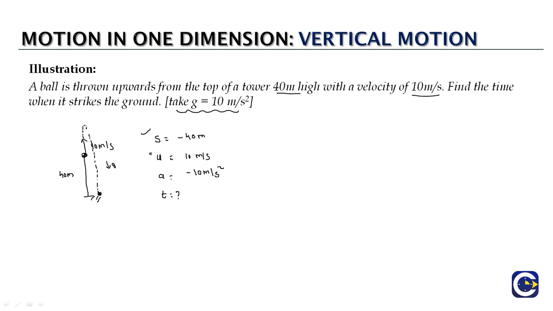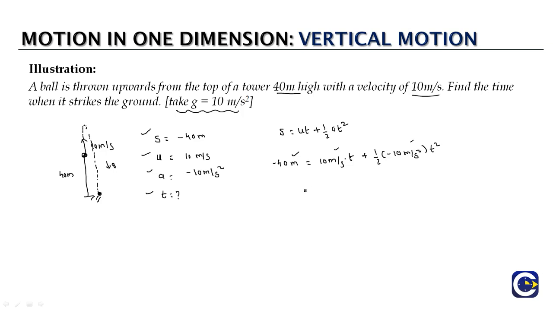So the variables here are s, u, a, t, and the equation that relates all the variables is s is equal to ut plus half at square. So s value is minus 40 meters is equal to u, which is 10 meters per second, into t, plus half into a, which is minus 10 meters per second square, into t square. Now since all the variables are in the SI unit, when we solve, the value of t will come in seconds. So for now we'll just omit the units so that we can do the calculation in terms of numbers.